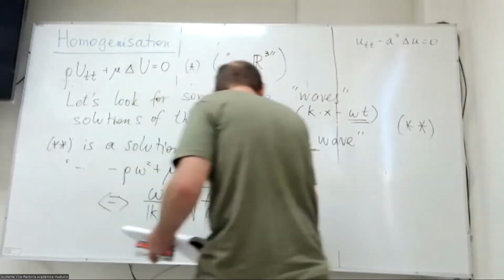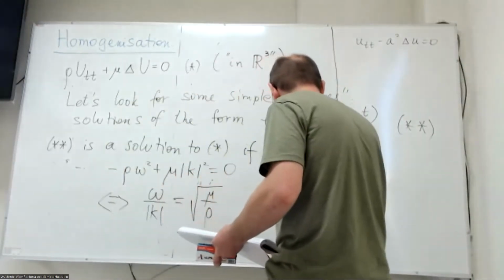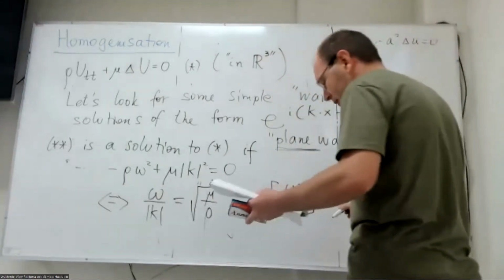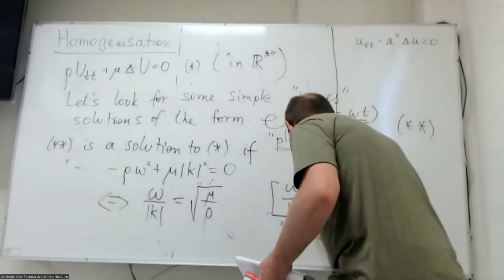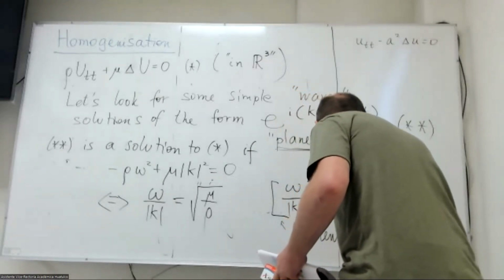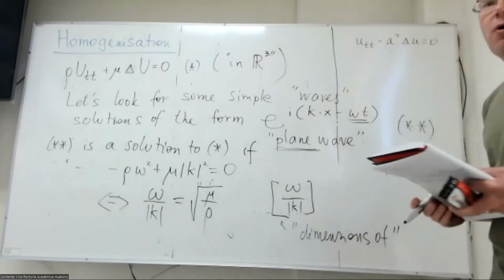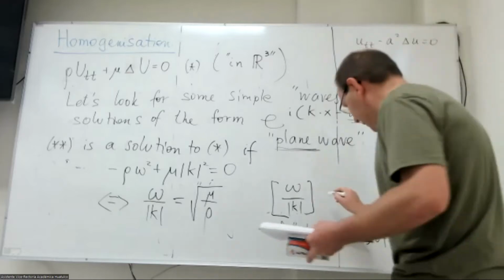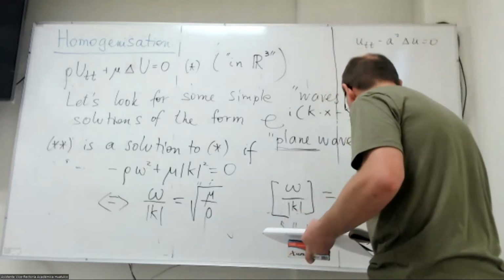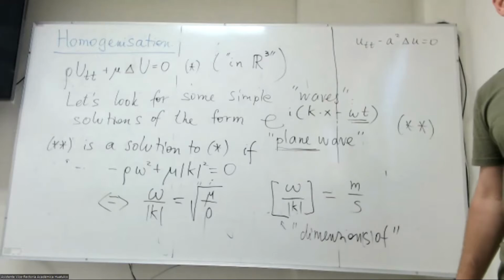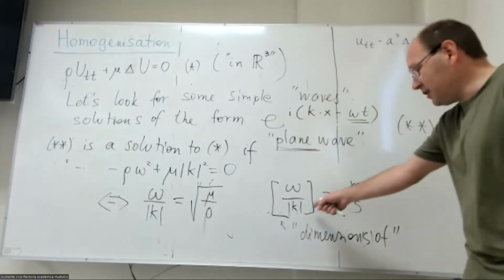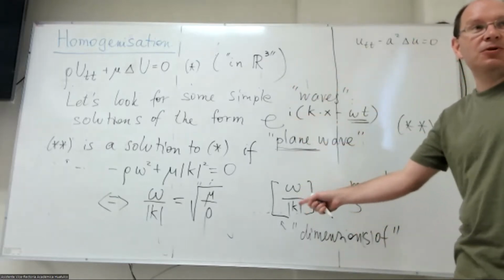So I'm forced to conclude that the dimensions, so these square brackets will mean the dimensions of, the dimension of this quantity is meters per second, right? So it's a kind of wave speed. Even before I ask the physicist, I expect that this should be a wave speed. This represents some sort of speed.